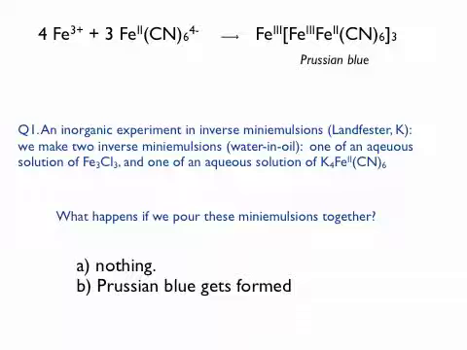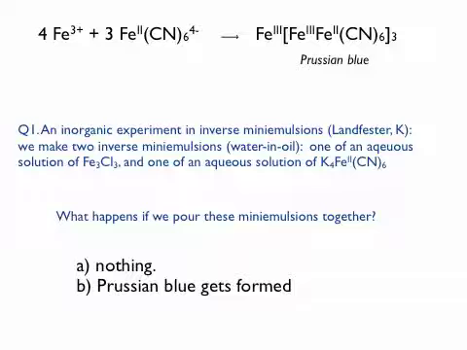So one mini emulsion system of one salt, the other one of the other salt, so tiny water droplets containing one salt. Mix the two, as in pouring them together. What happens? A, nothing. B, Prussian blue gets formed. 50-50, exactly. Whoa. Although people keep changing their mind, nobody dares to swap over to one or the other.